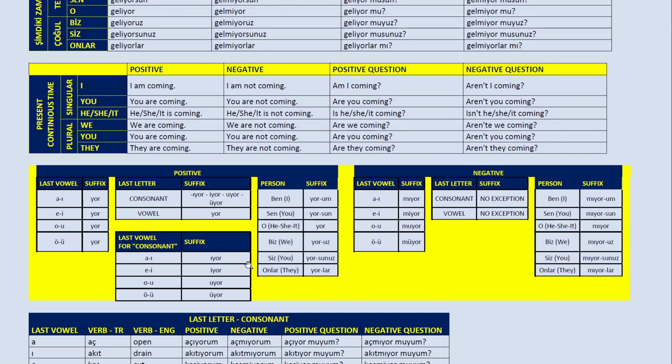In this section, you can find the rules we will use to conjugate verbs with the -yor suffix. For all last vowels in the last syllable, the suffix will be -yor. There are only two exceptions for this. We will see that a little bit later. If the last letter is a consonant, it becomes -ıyor, -iyor, -uyor, or -üyor, according to our last vowel.